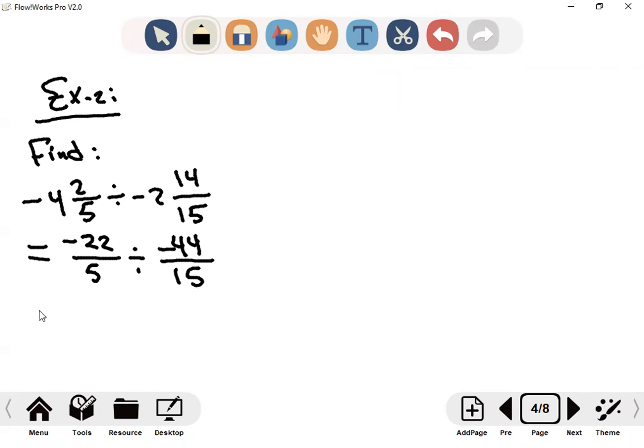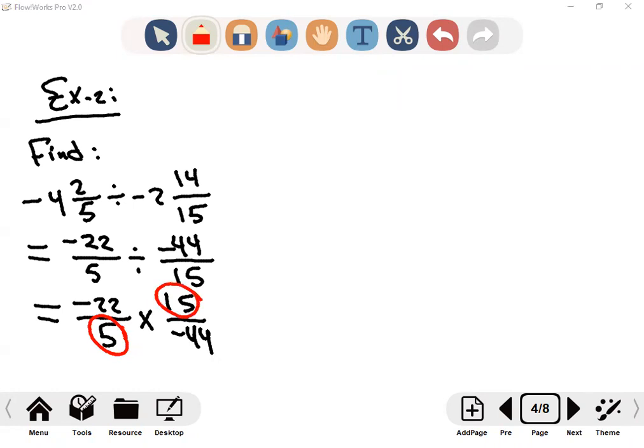Now let's use the formula of the division. The first one stays the same. The division becomes multiply, and the reciprocal of the second one, 15 over negative 44. Now here we can cross. 5 and 15, we can divide both of them by 5. 22 and 44, by 11. Divide by 11 up and down. Now find your answers.